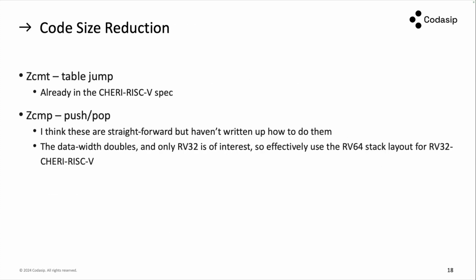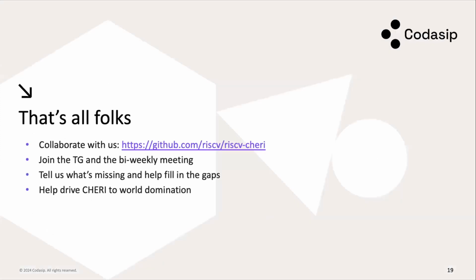And, oh yeah, code size reduction quickly, because I chaired code size reduction in RISC-V, so I like to add it. So table jump, ZCMT, we've already put in, and we've got some ideas for how push and pop can work as well. They don't change very much, it's just that the data type is doubled in size. So your registers are doubling in size. And that's it.